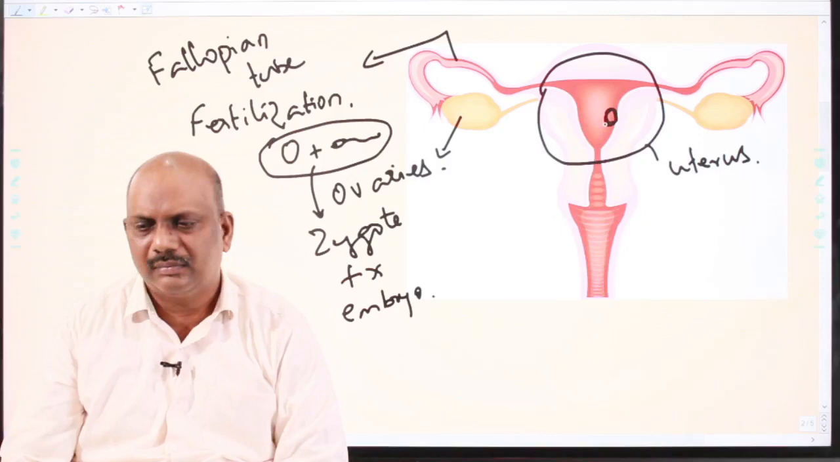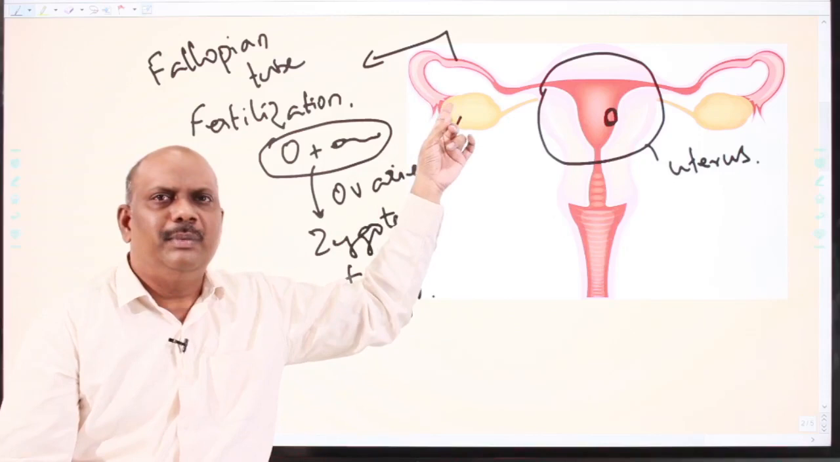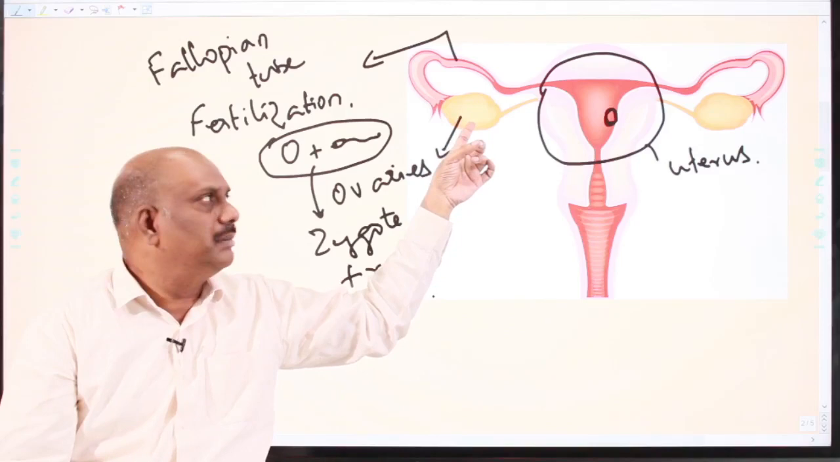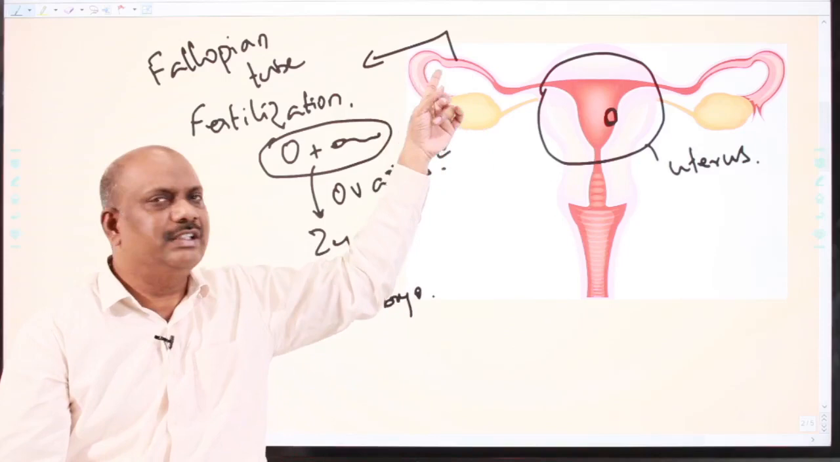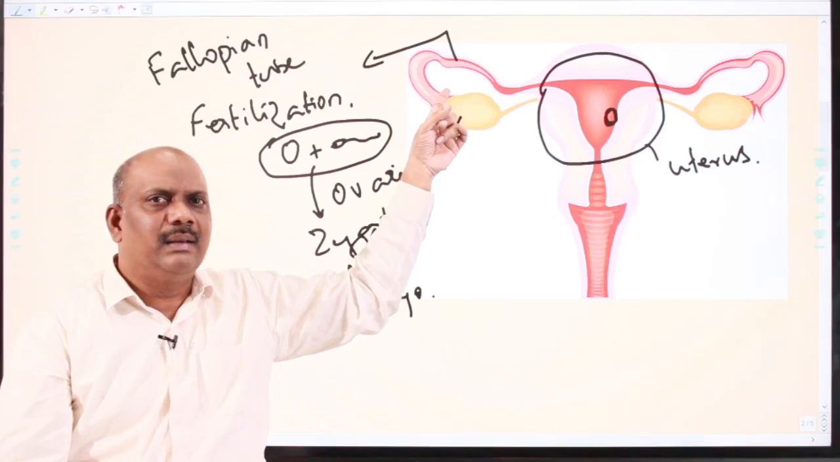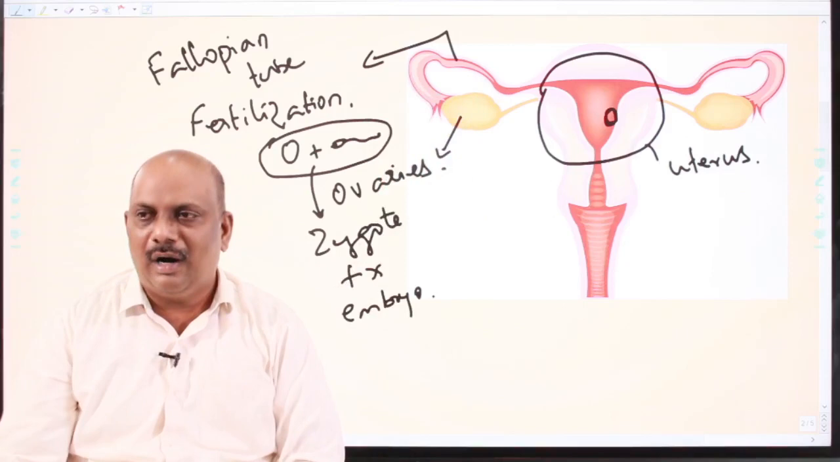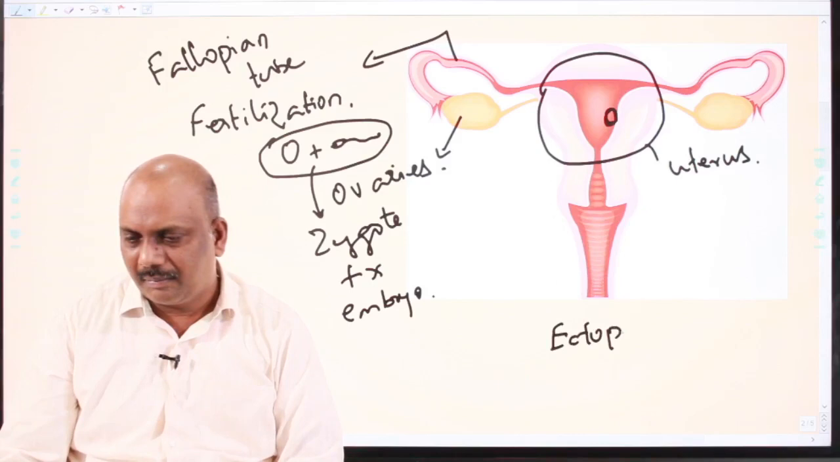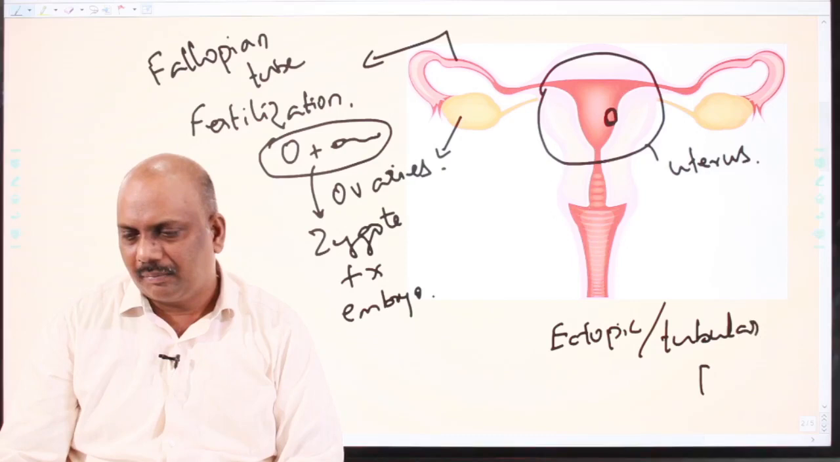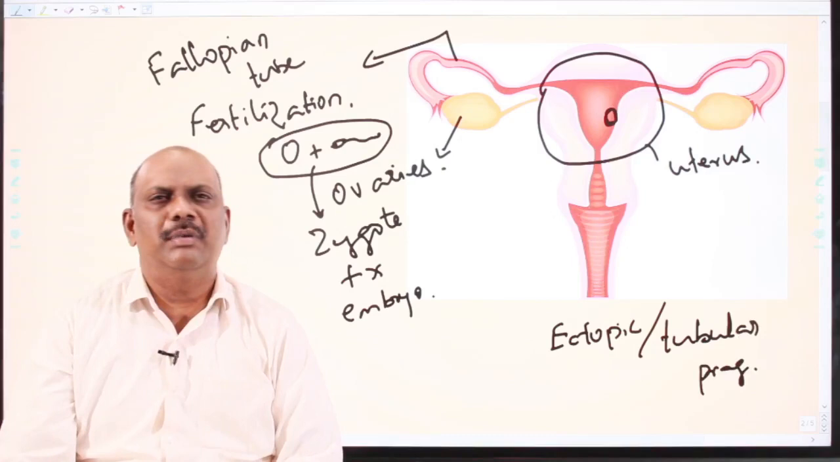Sometimes it happens that the fallopian tube is not healthy, or sometimes there is too much hairy growth inside the fallopian tube. As a result, right after fertilization, the fertilized zygote may fail to descend down. It may get settled here itself. This creates a dangerous condition called ectopic or tubular pregnancy. Ectopic pregnancy or tubular pregnancy is a very dangerous condition.